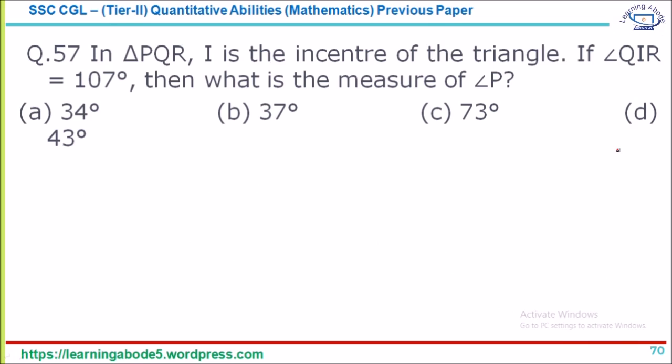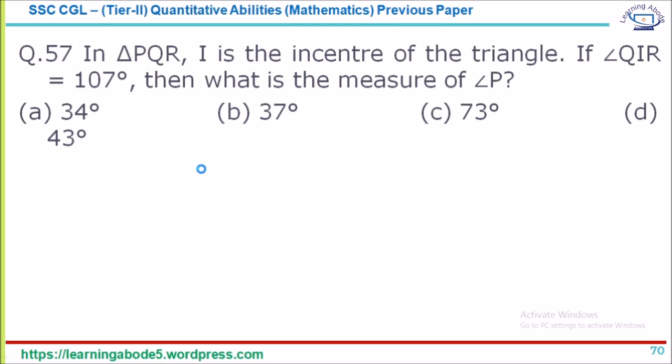The next question: in triangle PQR, I is the incenter of the triangle. If angle QIR equals 107, what is the measure of angle P? I think there are many similar questions based on this.